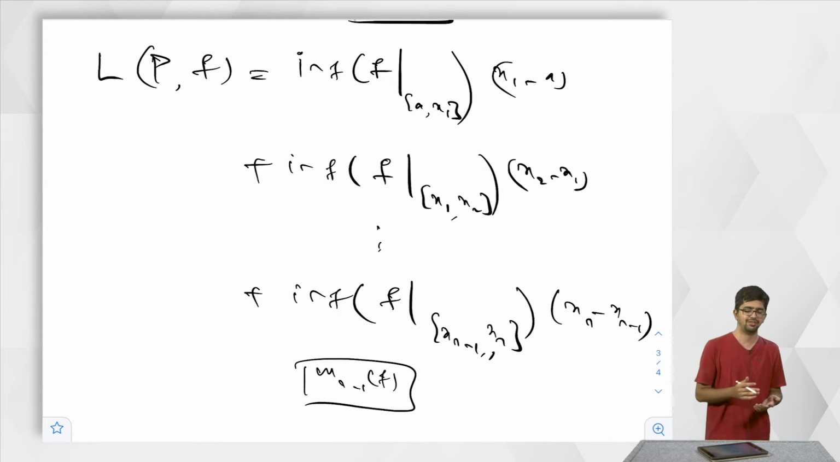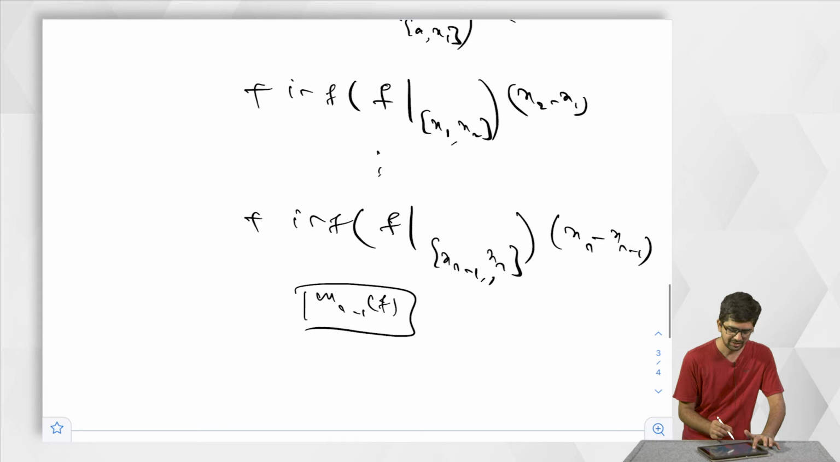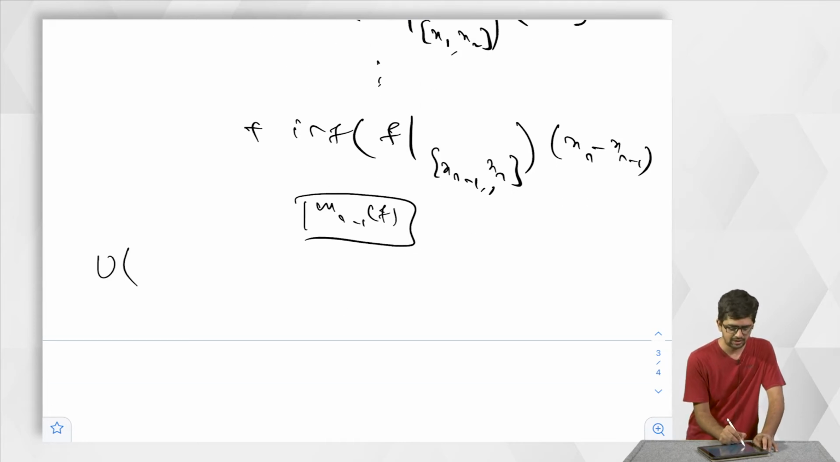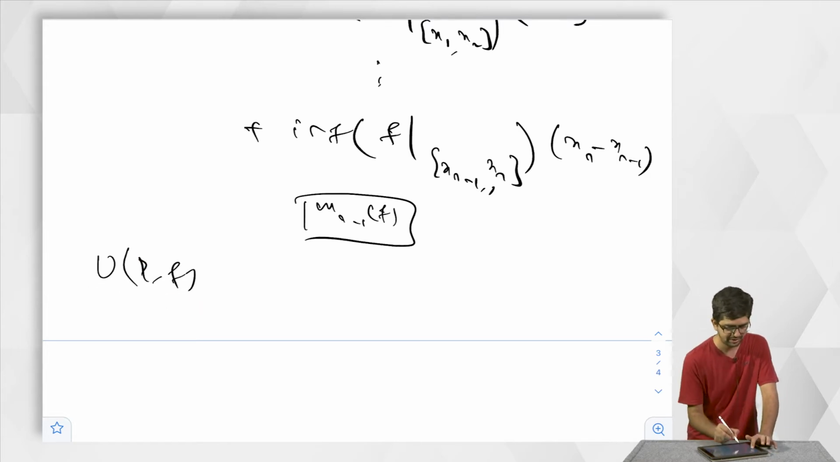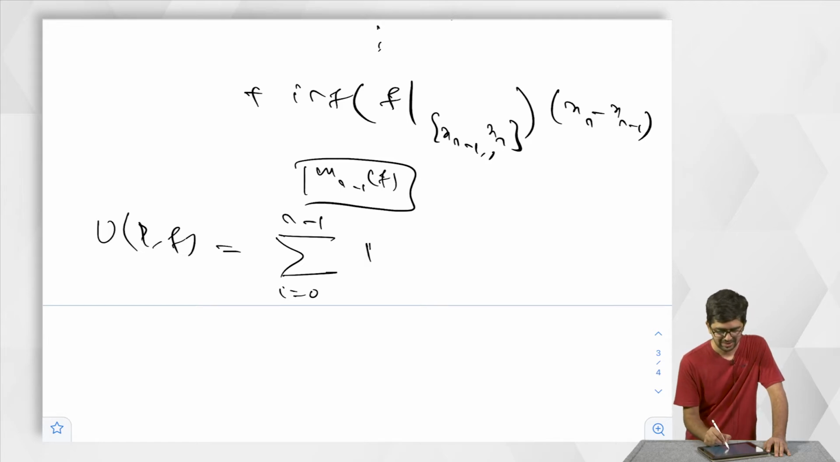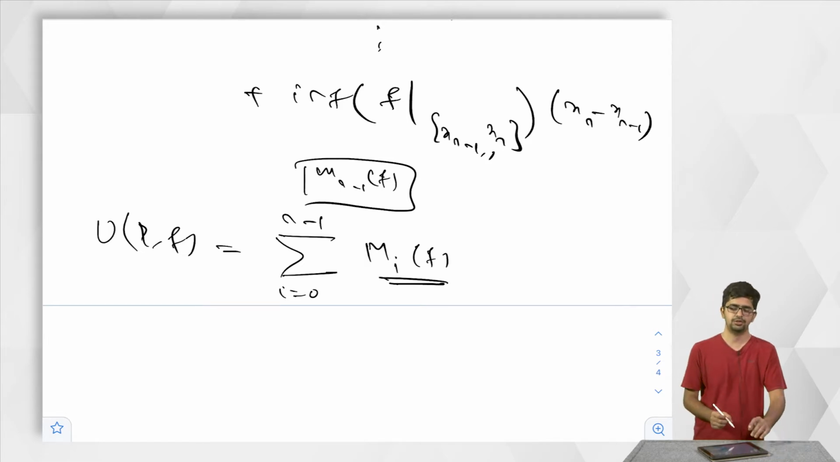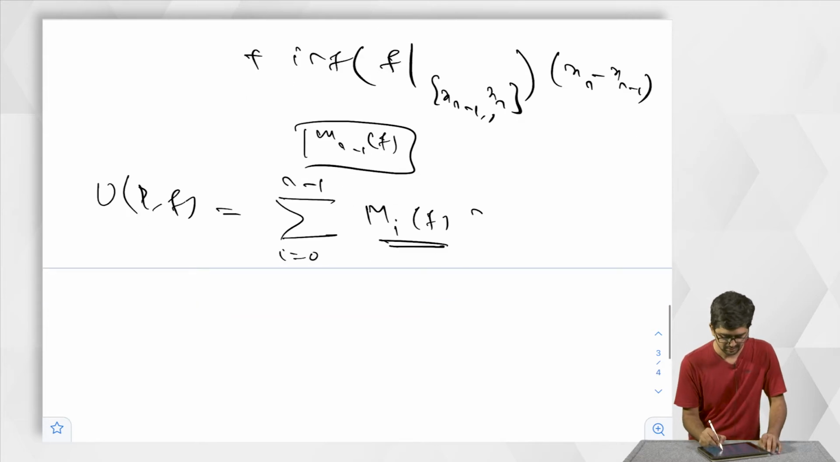So using the infimum we have given some real number for this function and this partition P. One can do the same thing using the supremum, which we denote by U(P, f), and we call it the upper Darboux sum of f with respect to this partition P. I think you can guess what this should be: the summation i equal to 0 to n minus 1 of capital M_i of f, where capital M_i denotes the supremum of f restricted to x_i, x_{i+1}, times x_{i+1} minus x_i.